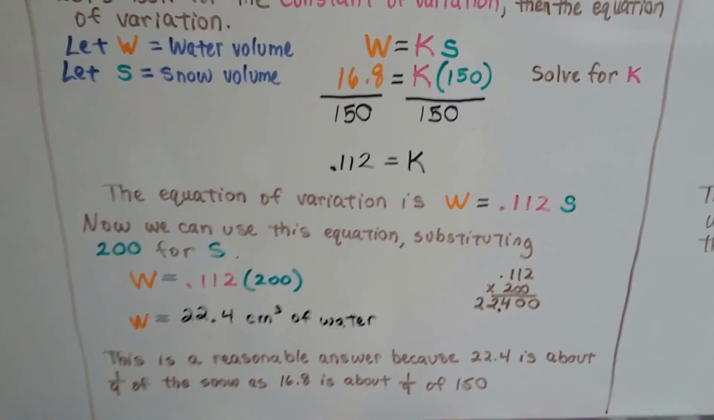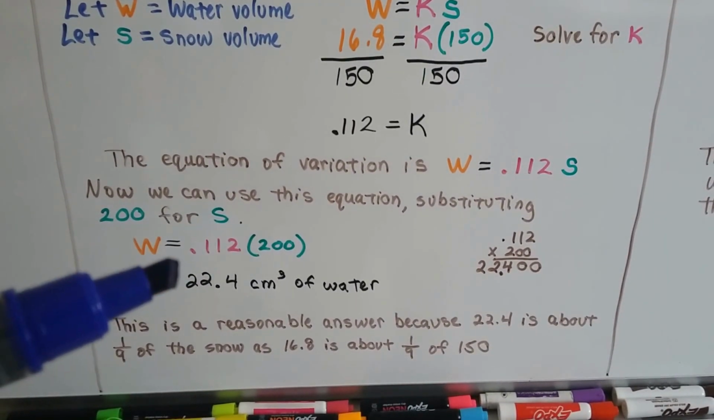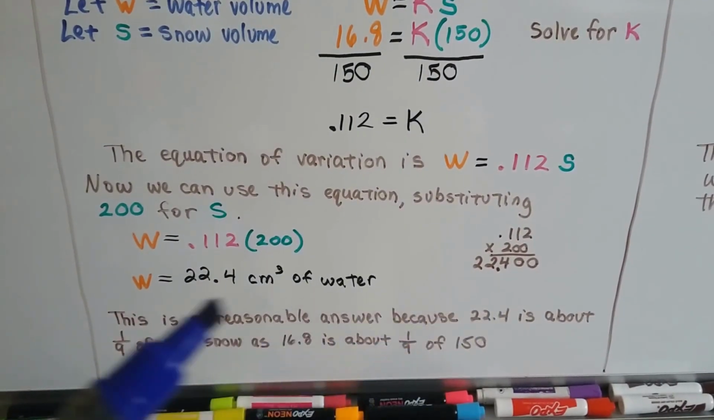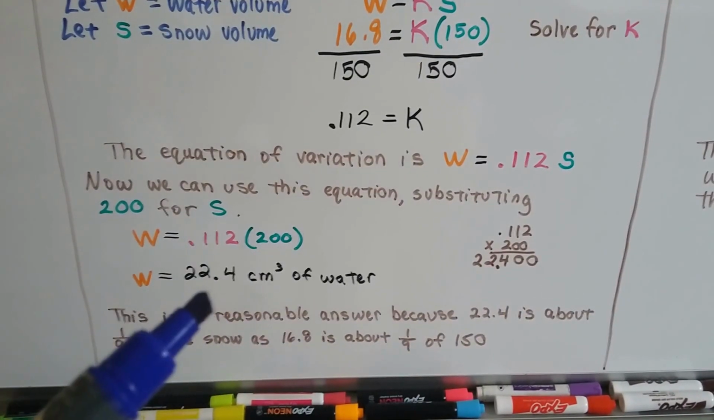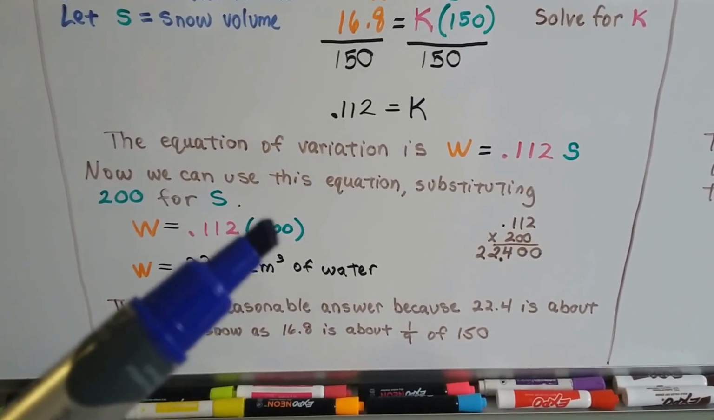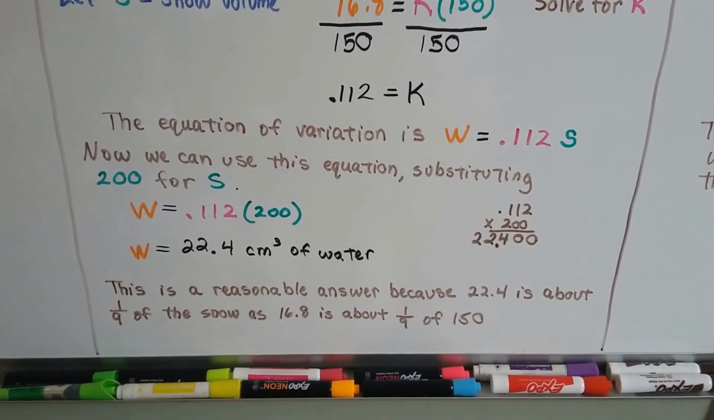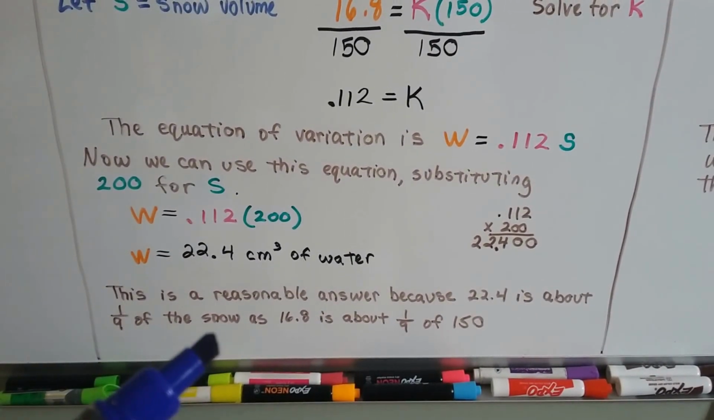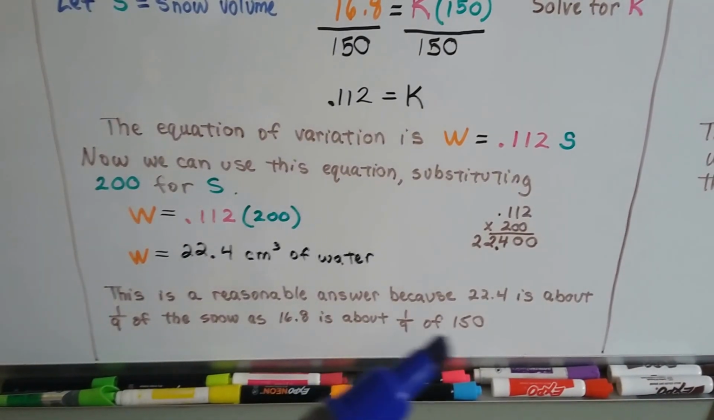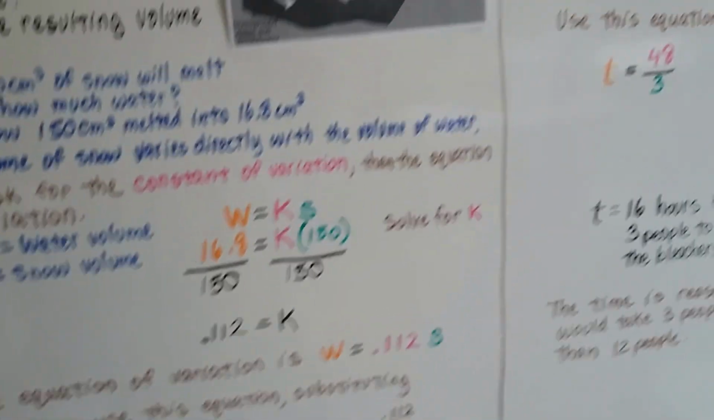So now we can use this equation, substituting 200 for the S. W equals 0.112 times 200. We get 22.4. So we know that the water will be 22.4 cubic centimeters if the snow is 200. And this is a reasonable answer because 22.4 is about 1/9 of the snow, as 16.8 is about 1/9 of 150. See? So it's reasonable. All right, let's take a look at this one.